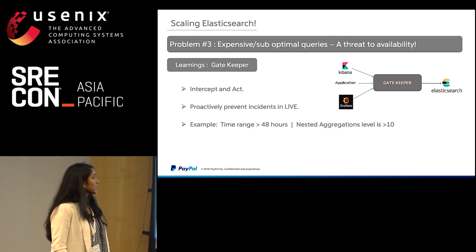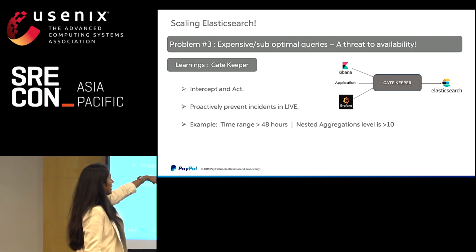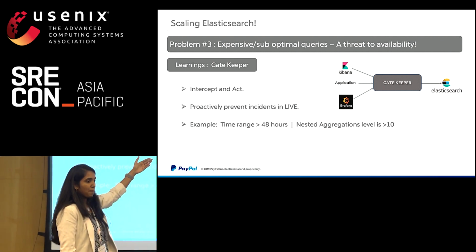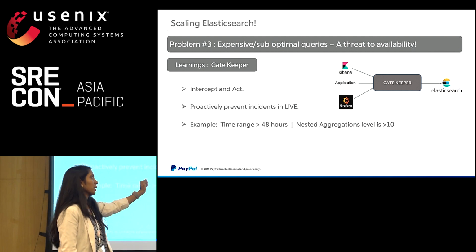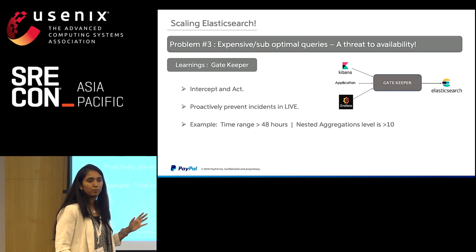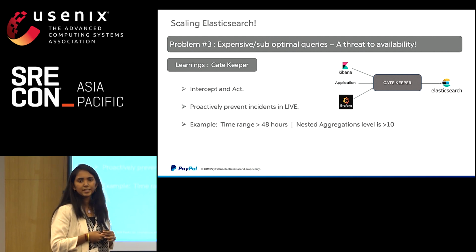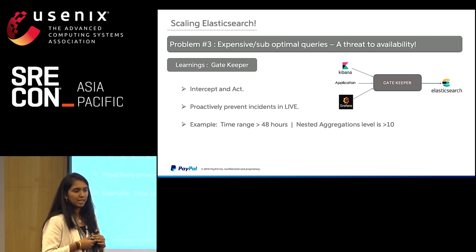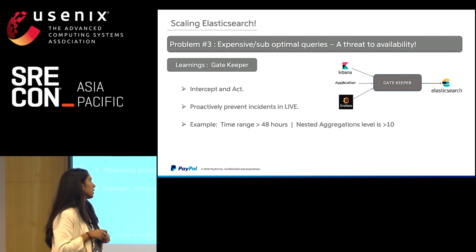The second one is a gatekeeper. You have queries coming from Kibana, or application queries, or Grafana going to Elasticsearch directly. And you have different kinds of users, and not necessarily everyone should know about Elasticsearch or how Elasticsearch queries work.